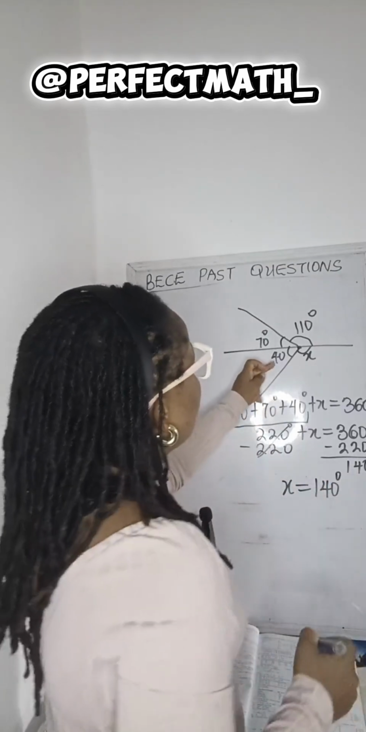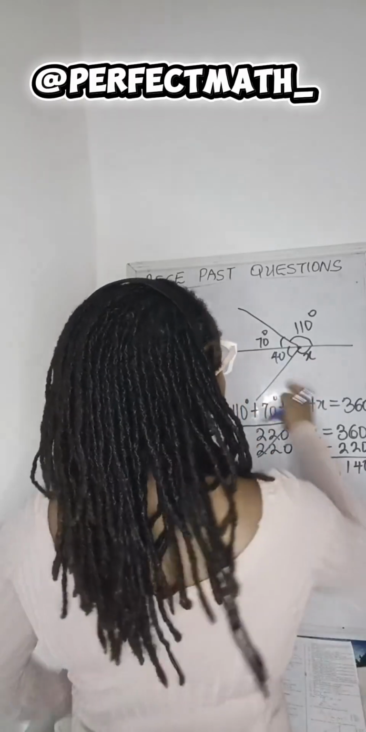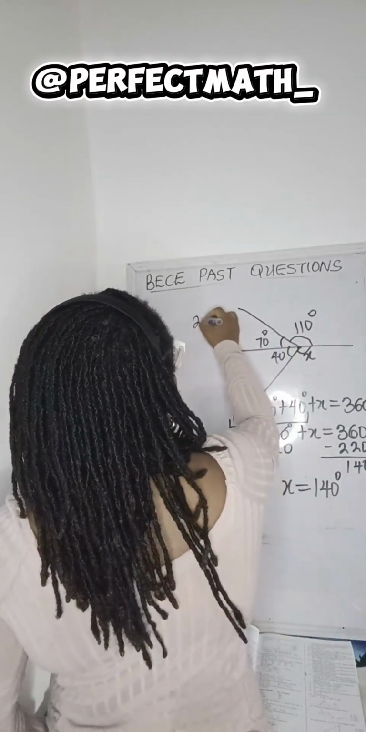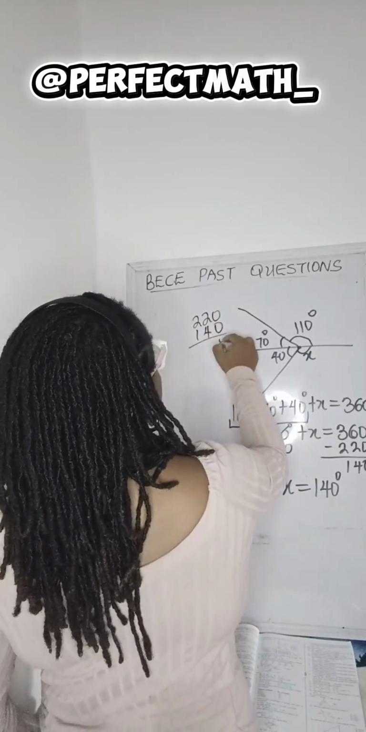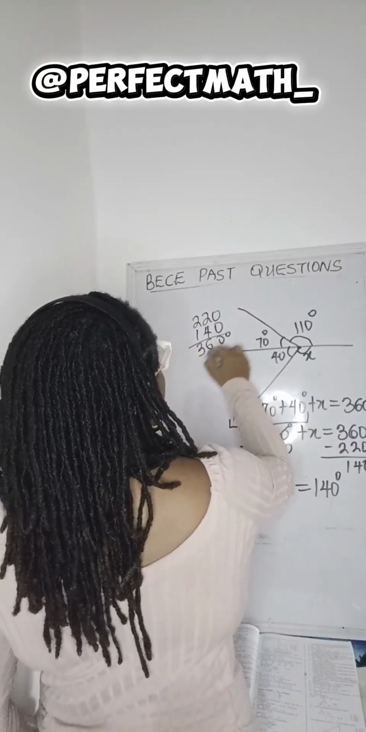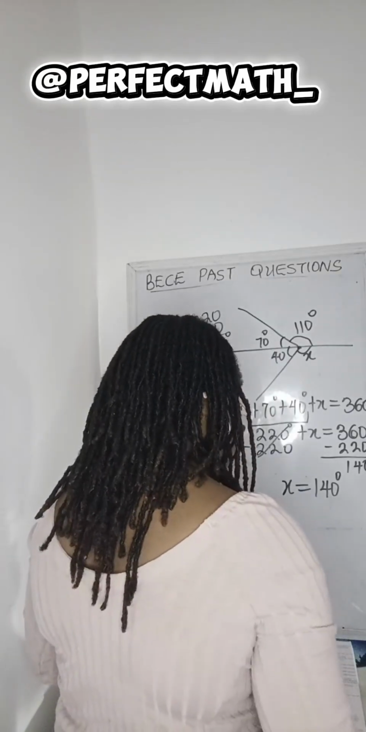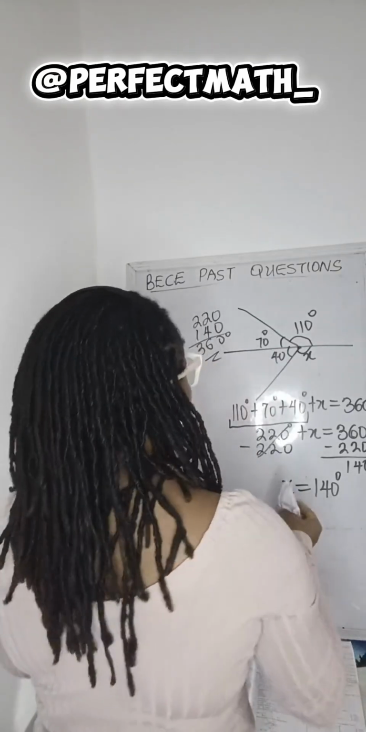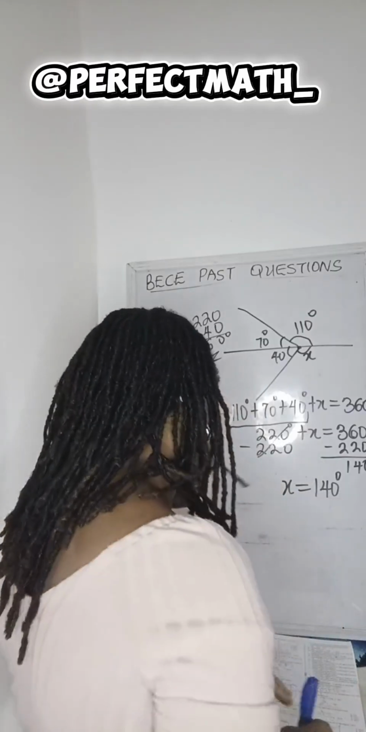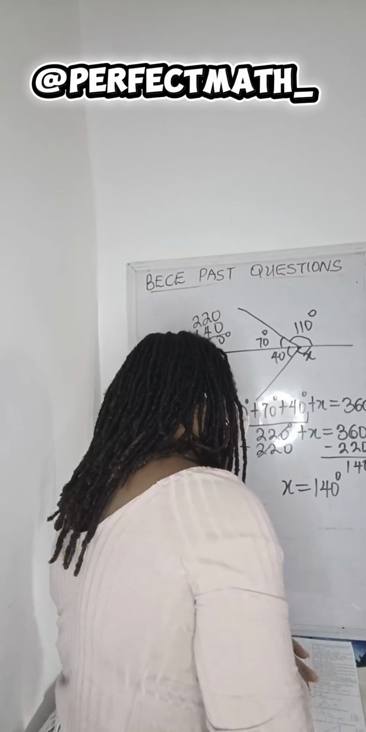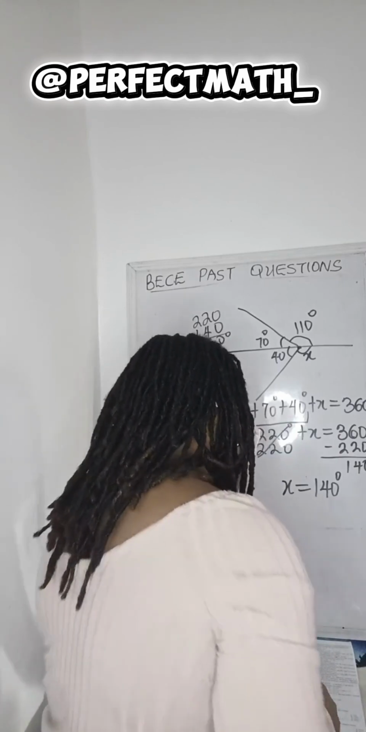And if you want to check, you can decide to add up all of this and add 140 to it. When we added up all of this, we got 220. And then if we add 140 to it, we'll get 360. Voila. This shows that our answer is correct. So if you're not sure, you can always put back your answer into the equation to see if you are correct.